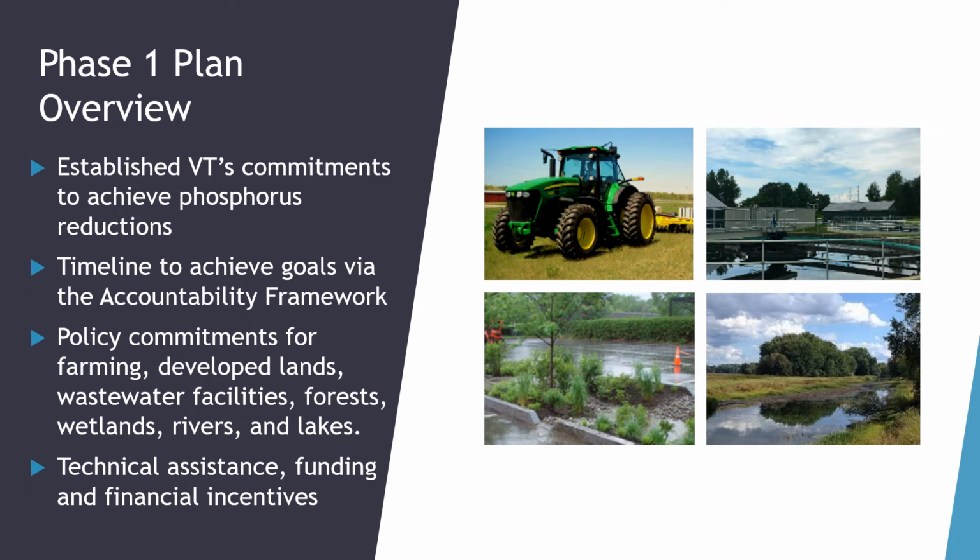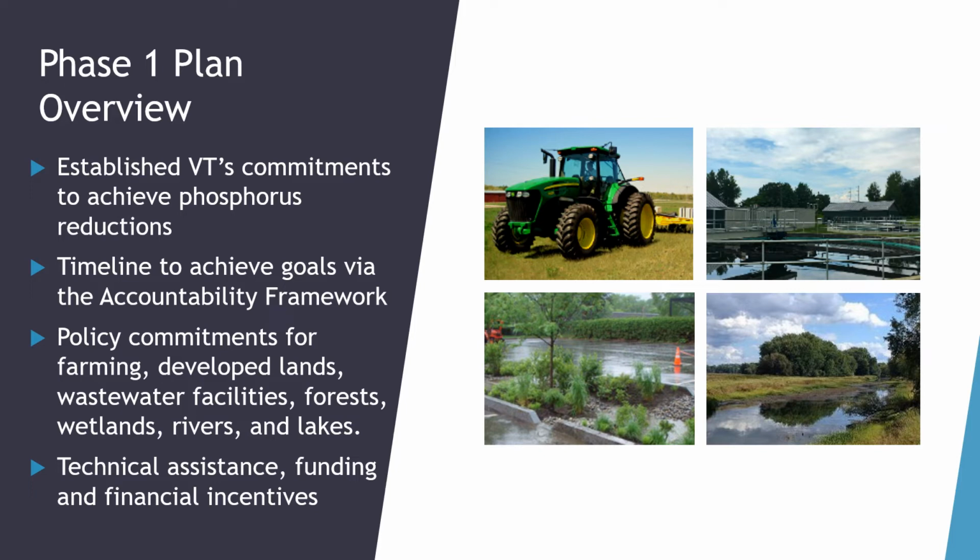The Phase 1 plan established policy commitments to expand and/or refine existing regulations for the agricultural sector, the developed lands or stormwater sector, which includes road networks, wastewater facilities, the forestry sector, and other natural resource sectors such as for wetlands, floodplains, lakeshore, etc. The commitments presented in the Phase 1 plan include new and enhanced regulations, funding and financial incentives, and technical assistance, and builds on the efforts by the state over the past 10 years to reduce phosphorus contributions to the lake. They will require new and increased efforts from nearly every sector of society, including state government, municipalities, farmers, developers, businesses, and landowners.